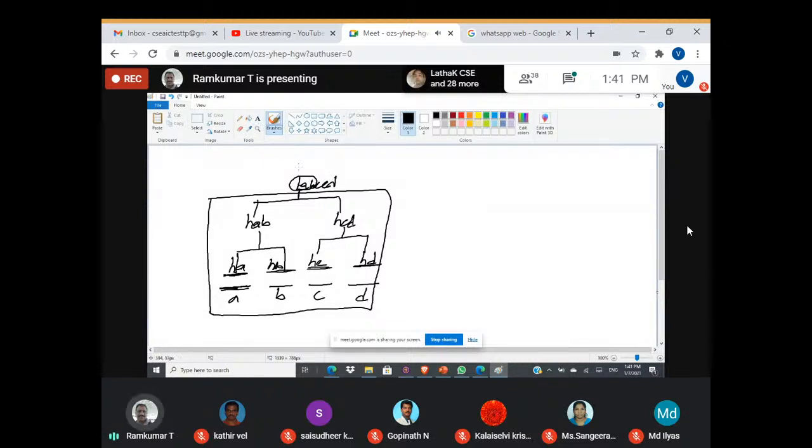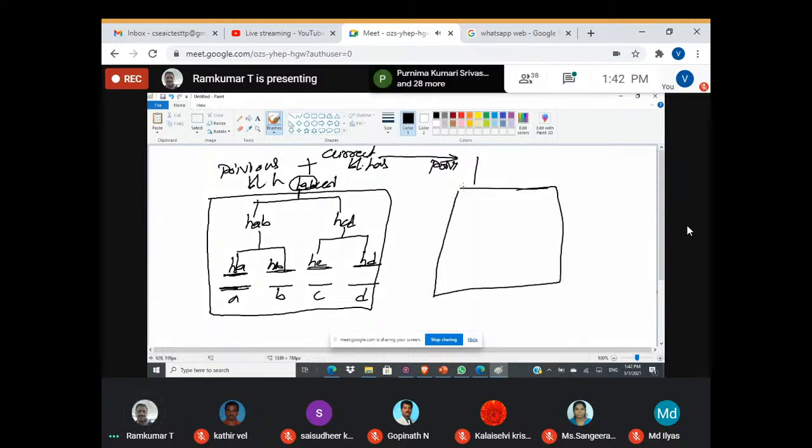Now this will be added with the previous block hash. These two together will form the current block hash. Now this will be forwarded to the next block as its previous block hash. This is how it happens.